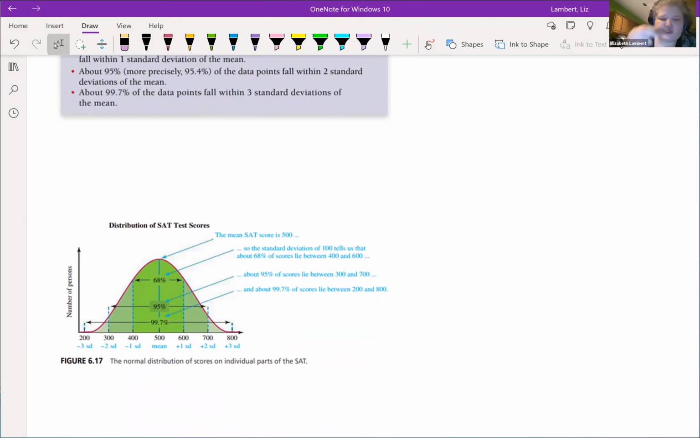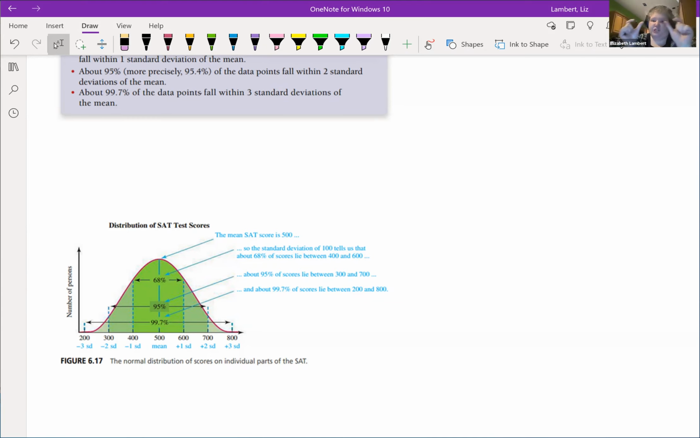SAT scores have a normal distribution. They forcibly have a normal distribution. So the most frequent score, which ends up being a score in the middle, is 500. And then 100 gives us the standard deviations away. So 34% will be from 400 to 500, and 34% will be from 500 to 600. And that 500 to 600 group we know scored better than the 400 to 500 group.